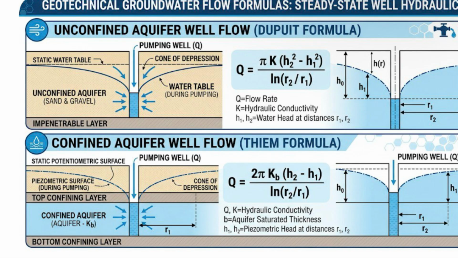For a fully penetrated well in a confined aquifer, the steady-state discharge is determined by the transmissivity of the formation. The relationship between the pumping rate and the drawdown at two observation points is defined by the formula. In this equation, the term Kb represents the transmissivity, T. This formula is a staple for geotechnical engineers when designing dewatering systems for deep excavations or tunnels where artesian conditions might exist. While powerful, the Dupuit-Forchheimer theory has notable limitations.